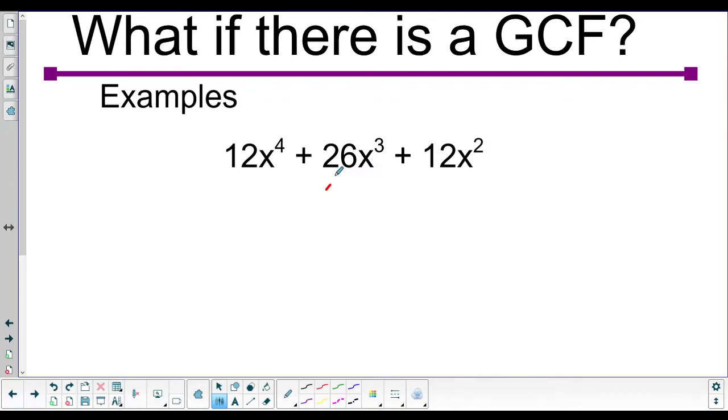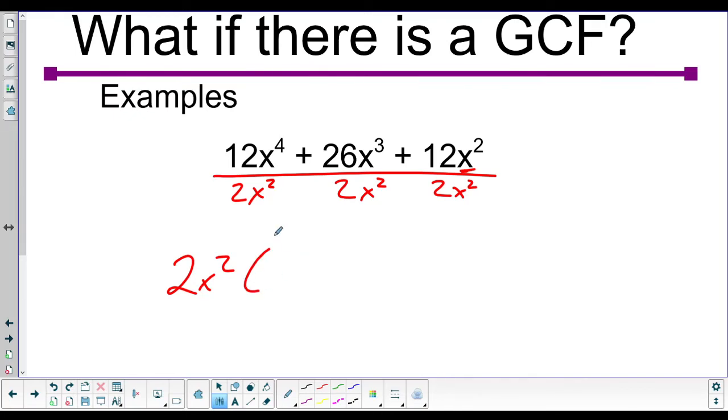What goes into this, though? Just 2? I think it's just 2, right? So let's take out a 2 from everything. Divide by 2, divide by 2, divide by 2. And then what else do they have in common? The x. So we're going to take out x's everywhere. The smallest exponent's a 2, so we're going to do x squared. All right. Put the GCF out in front.